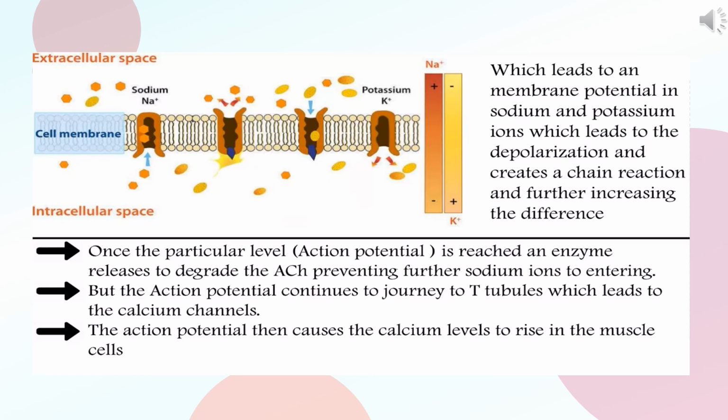There are two spaces, extracellular space and intracellular space. In extracellular space, sodium and potassium ions lead to the membrane potential, which leads to depolarization and creates a chain reaction, further increasing the difference. In intracellular space, once the threshold level, that is the action potential, is reached, an enzyme is released to degrade the ACh, preventing further sodium ions from entering. But the action potential continues its journey to the T tubules, which leads to the calcium channels. The action potential then causes the calcium levels to rise in the muscle cells.